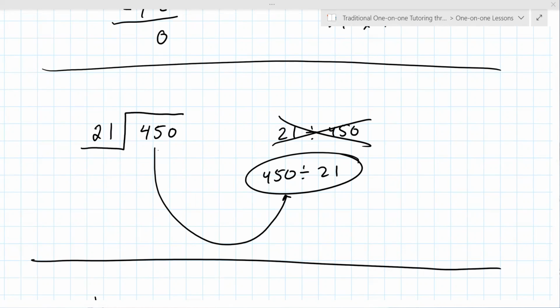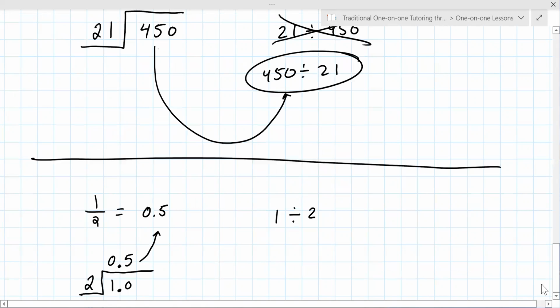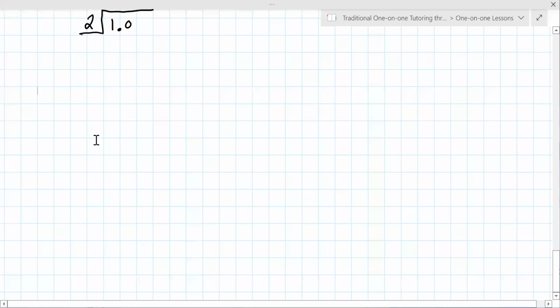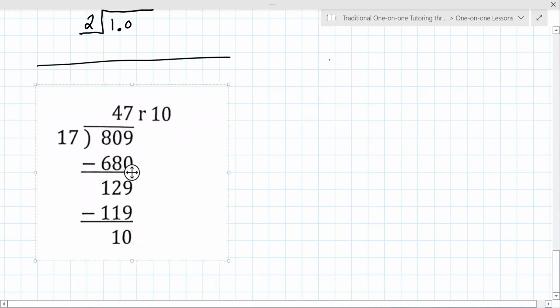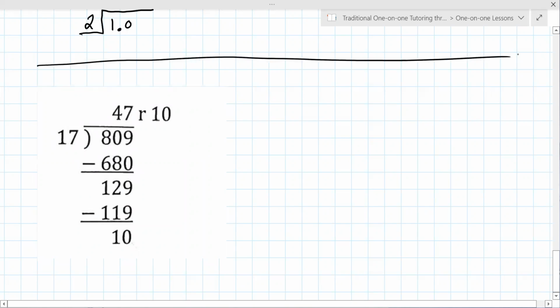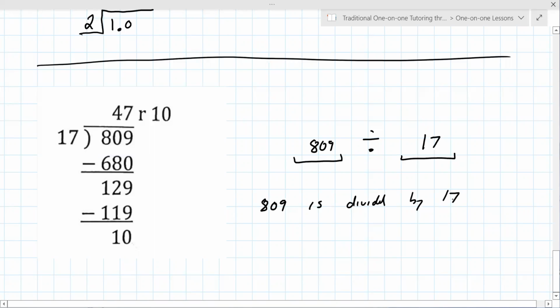Let me grab this last question. I want you to tell me what's dividing what. When you look at all this work here, what's dividing what? There's a lot of numbers here. What goes in the first position, what goes in the second position? First position would be 809. Second position would be 17. Yes, that's perfect. Now, when you write this in words, you have to use the first number. You have to say 809 is divided by 17. The order matters.